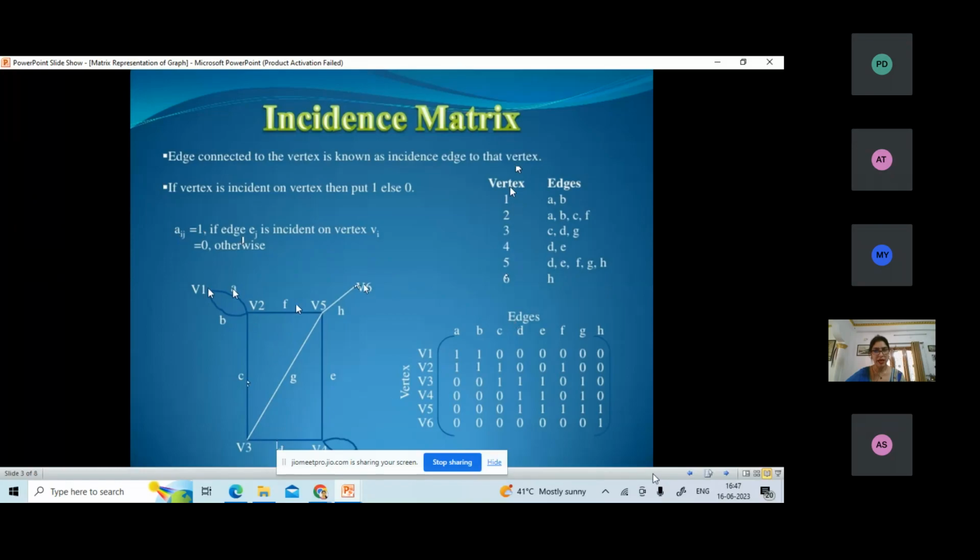A is incident on V1. V1 has A and B, so just A and B are 1, and the rest are all 0.